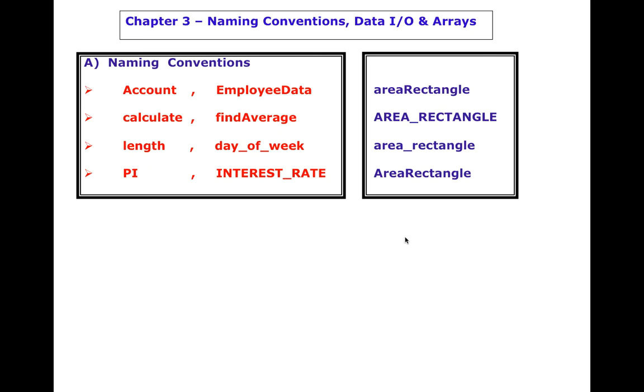Okay, so now let's move ahead. Give the next topic: data input output. Write in your notebook, data input output. Under data input output, give a subheading, data output.